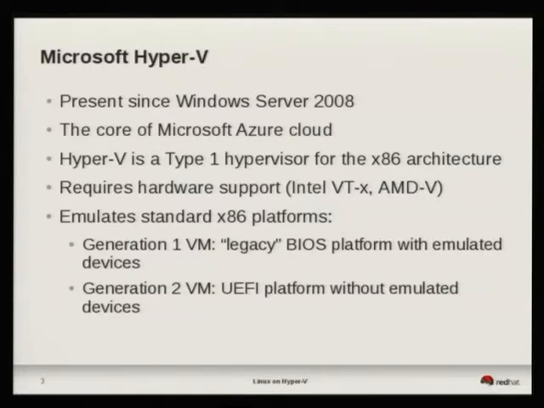Hyper-V requires hardware virtualization, but all modern x86 processors support that. And currently, it's able to emulate two different platforms. First is the so-called Generation 1 VM. It is a legacy platform with BIOS and all sorts of emulated devices, including I/O. And you can actually run an operating system which doesn't know anything about Hyper-V there. It's not going to be super fast, but you can run it.